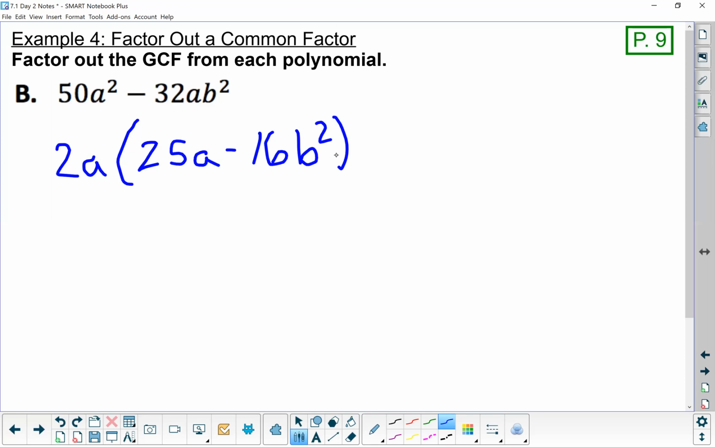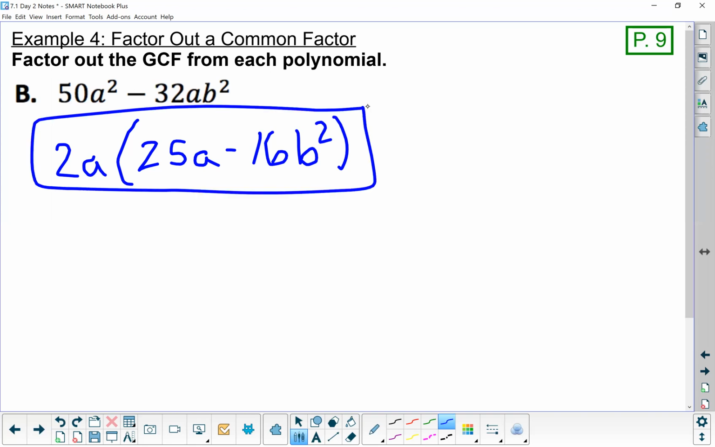Now, we should check, because we just said 2 and tried it. Is there a number that evenly divides into both 25 and 16? The only numbers that divide evenly into 25 are 1, 5, and 25. The only one of those 3 that divides evenly into 16 is just 1. So our greatest common factor of 2a was good. It was a great guess, and it worked out well.